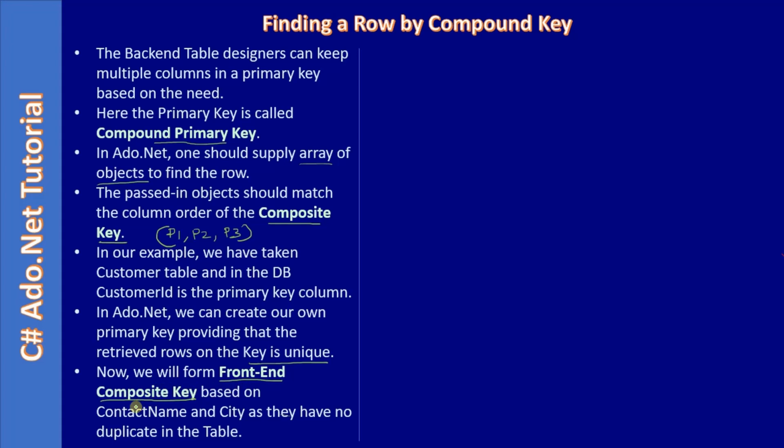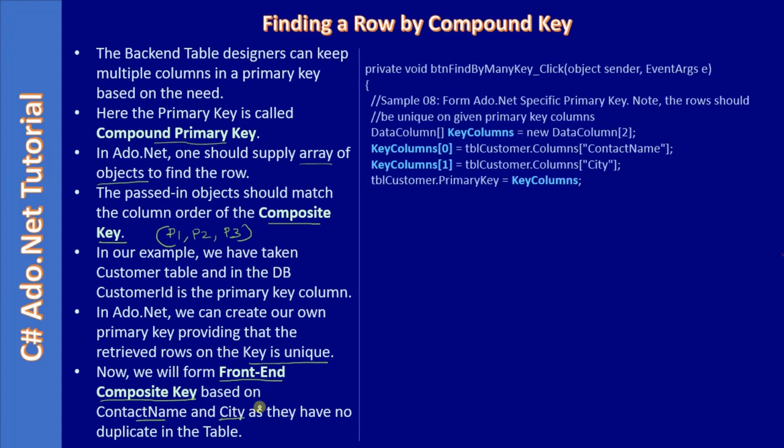Alright, now we will form a front-end composite key based on contact name, that's one column, and city, that's one more column. Using these two, we will form the front-end composite key, and they have no duplicate in the table. So that way we don't have any problem in forming the front-end composite key with these two columns. Now let's look at the code.